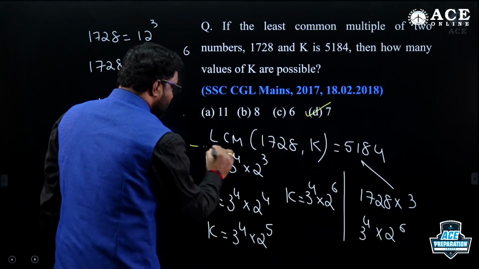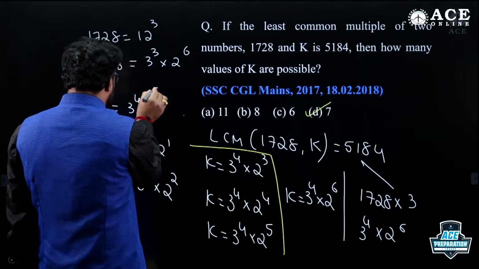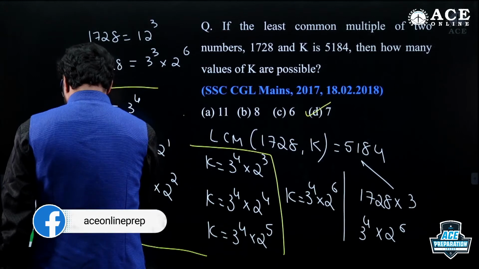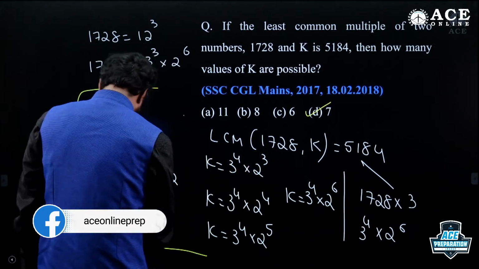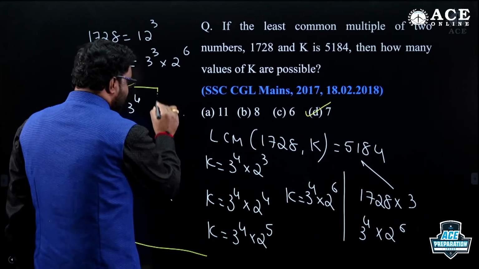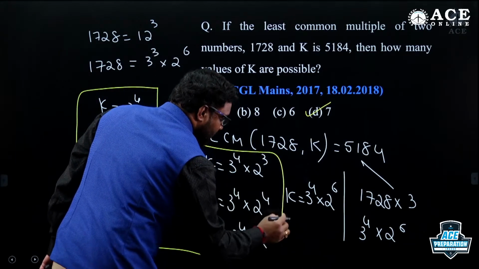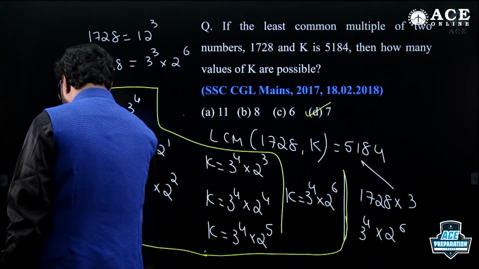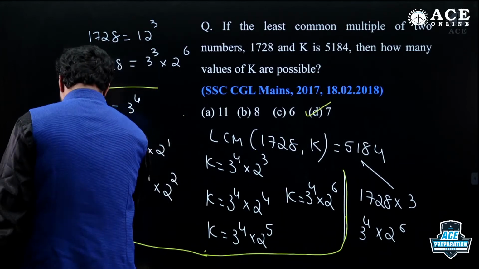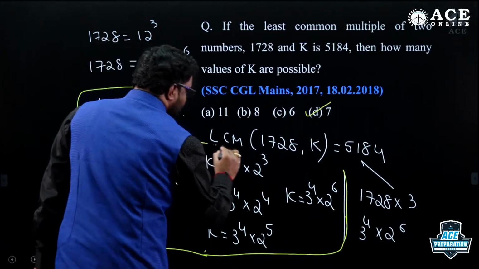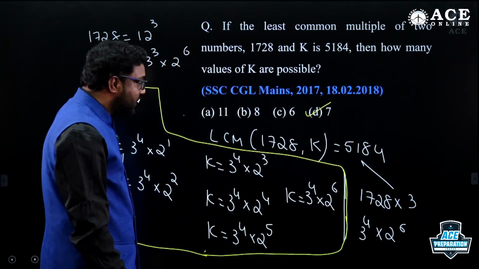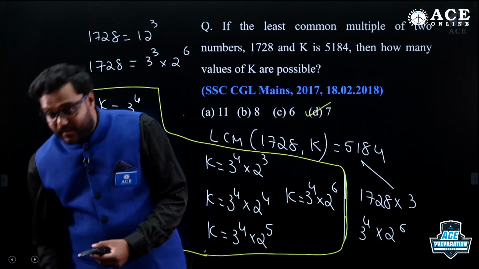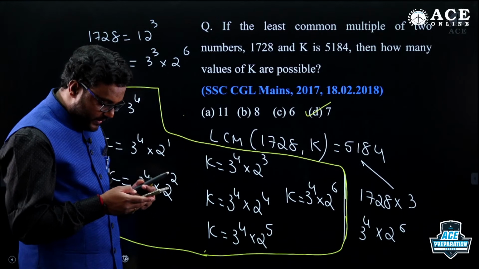See the list of all the numbers which are possible for k. K is 3 power 4 into 2 power 1 up to 2 power 6, we should consider, my dear friends. These are the different values of k. Now let's see the next properties related to this LCM and HCF. Is this okay? Let me check your responses, whether you understand this or not.